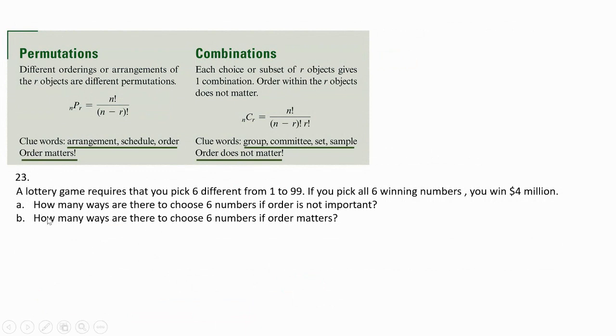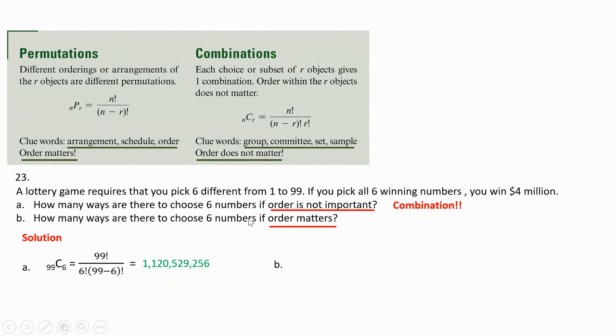But anyway, look at part A. How many ways are there to choose 6 numbers if order is not important? Okay, so it's going to be combination, right? So it's going to be 99 combination 6. So that's going to be your answer, guys. 1,120,429,256.